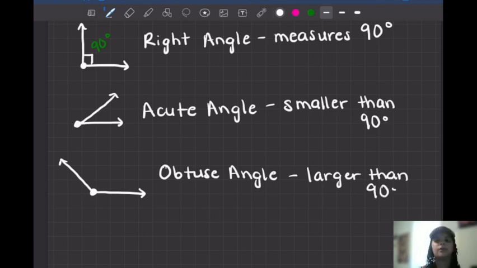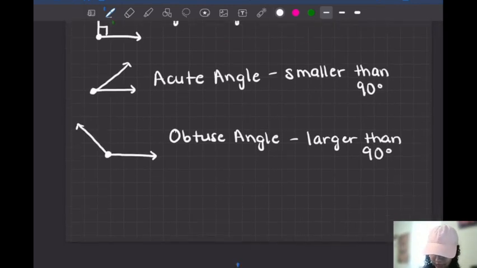And I know I'm going through these quickly, but you guys know, as always, you can pause the video and write these things down in your notes so you have a better understanding of them. These are just some really basic terms that we use in geometry.